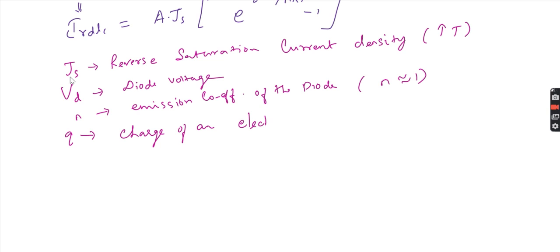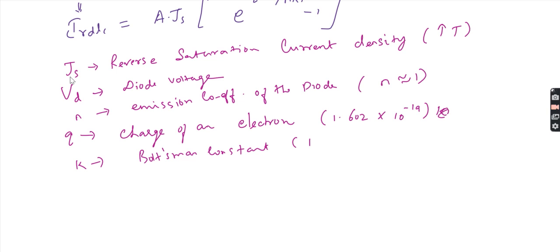Charge of an electron. So that will be 1.602 into 10 to the power of minus 19 coulomb. Next, where K is the Boltzmann constant. The Boltzmann constant is nothing but 1.38 into 10 to the power of minus 23 joule per Kelvin.